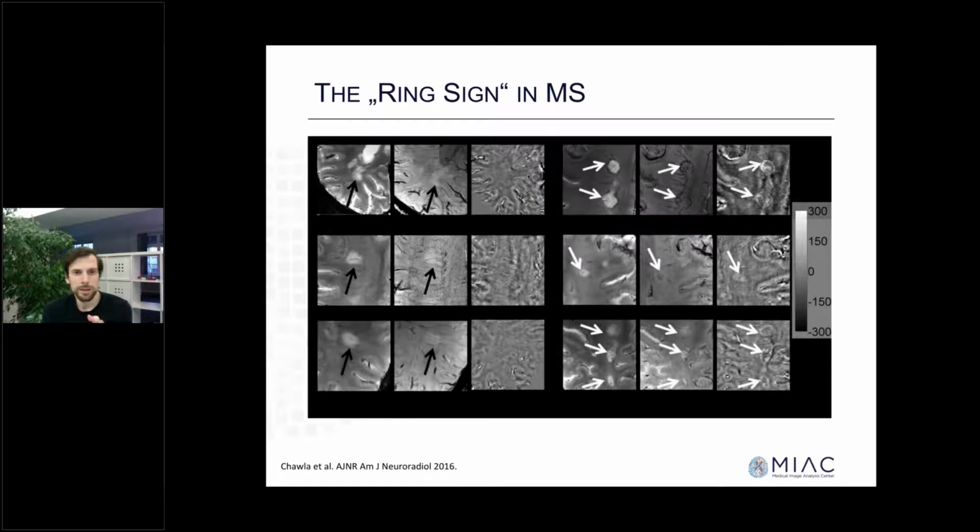The ring sign is a prominent morphological feature of MS lesions on susceptibility weighted images, and this is also an interesting case to show the advantages of quantitative susceptibility mapping. It's quite interesting that if you look on SWI or T2 star weighted images at a high field strength in MS patients, then you will notice that some lesions will show a hypointense rim at the edge of the lesions, for example, here marked by the white arrows.